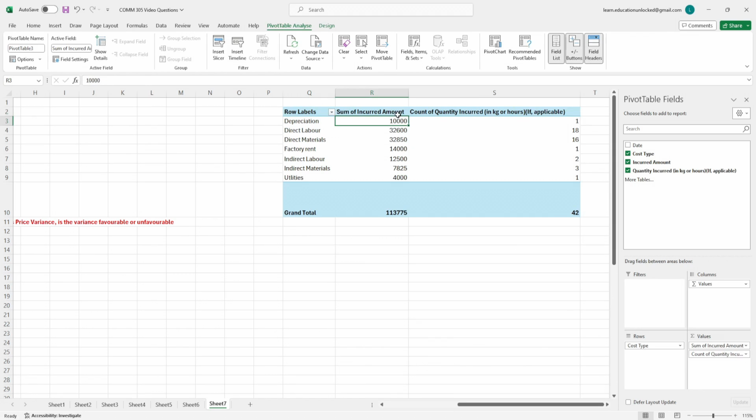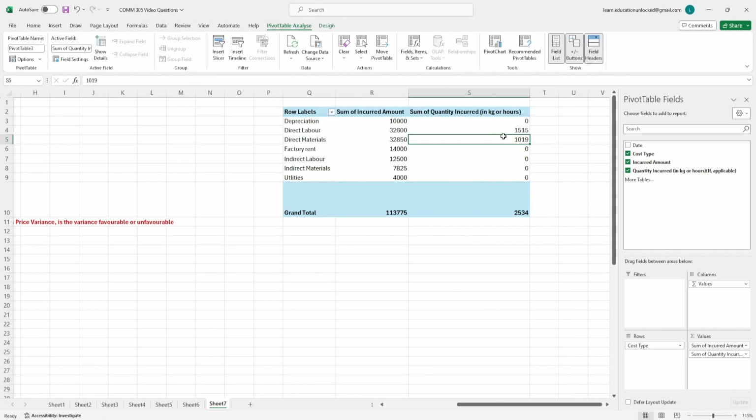One thing you have to make sure of is that you change this. Here it says the sum of the incurred amount, so this is the sum of all direct materials. And this one says the count. What we want to do is change the count. So click on the values, go to value field settings, and then here you can change it to sum. This is the important part.